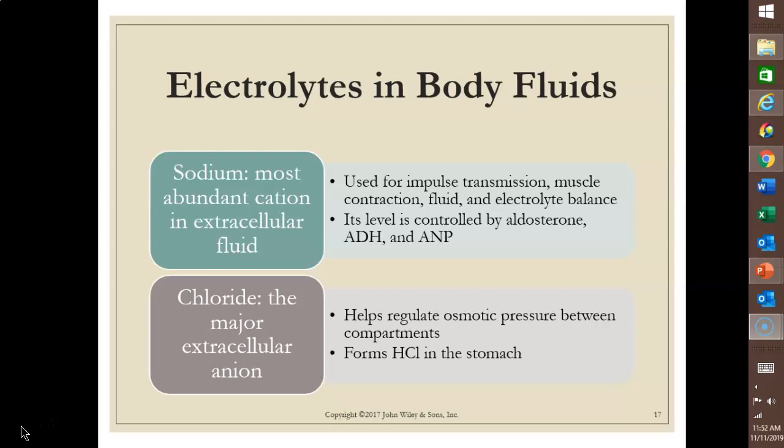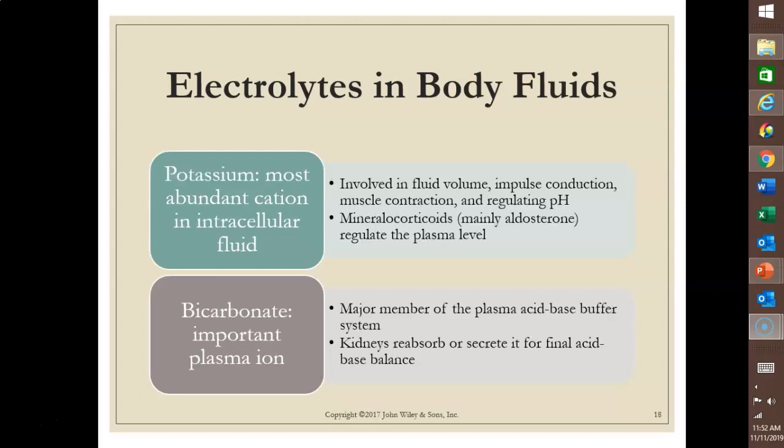So chloride helps to balance the level of anions in different fluid compartments. And the chloride ions also, this should sound familiar to you, chloride, hydrochloric acid. So these chloride ions help to make up the gastric juices.